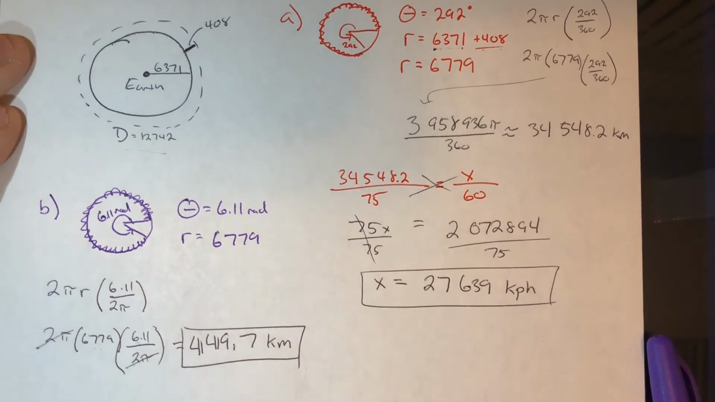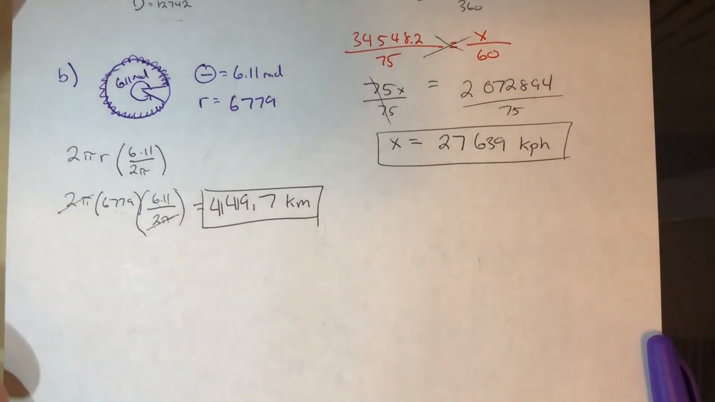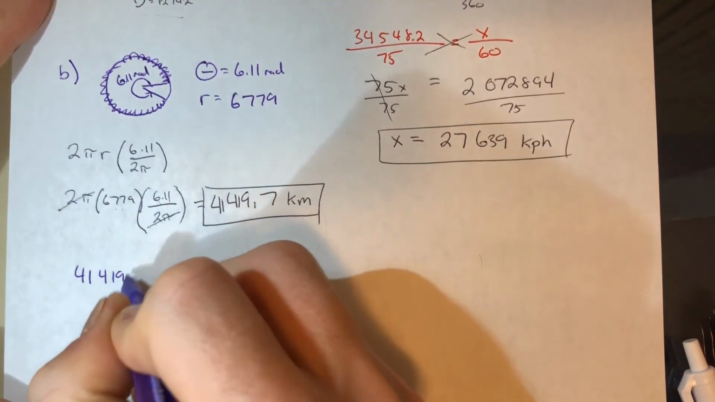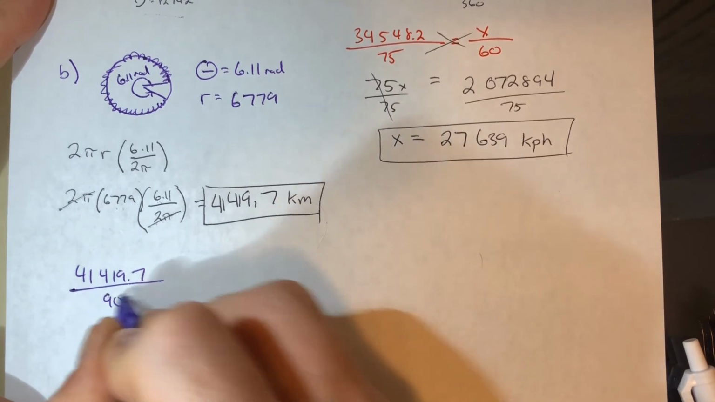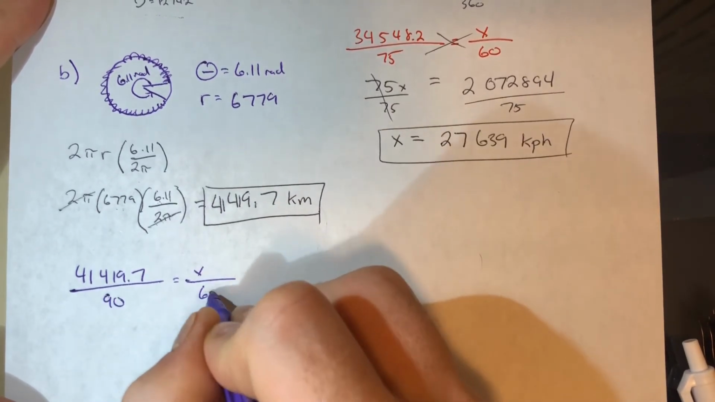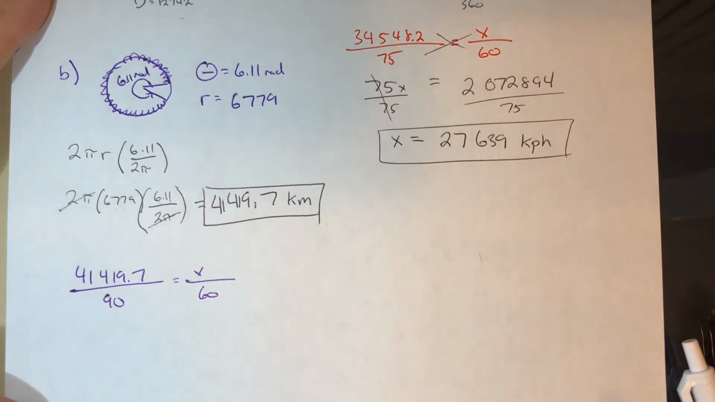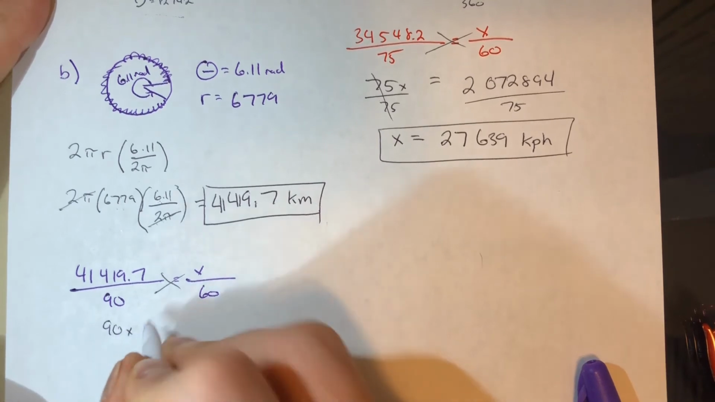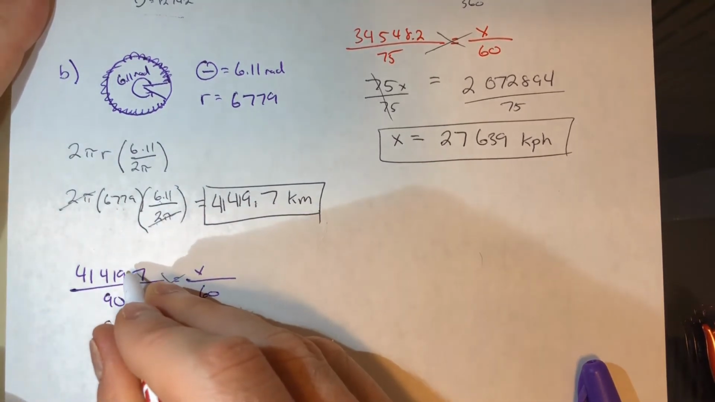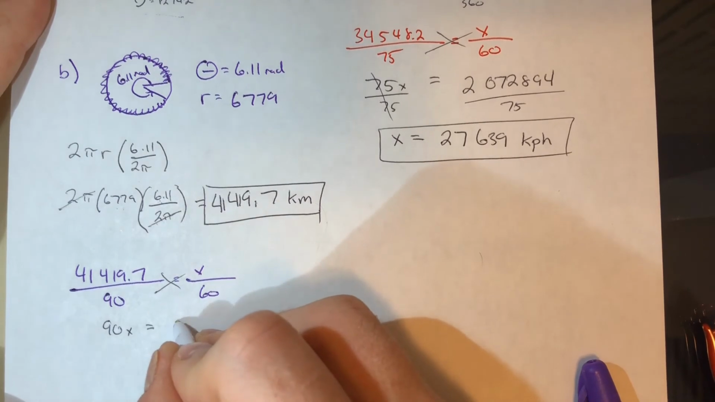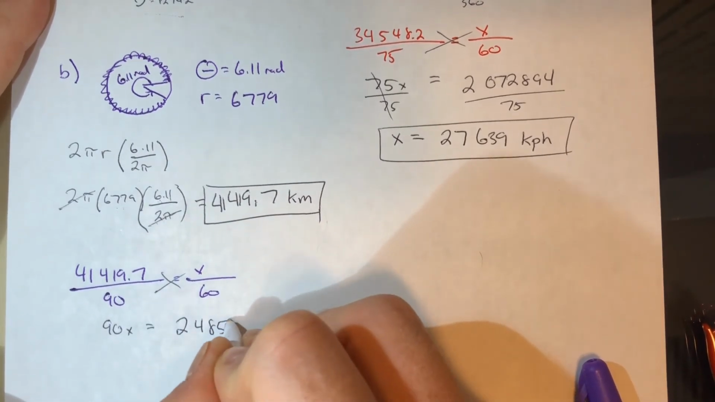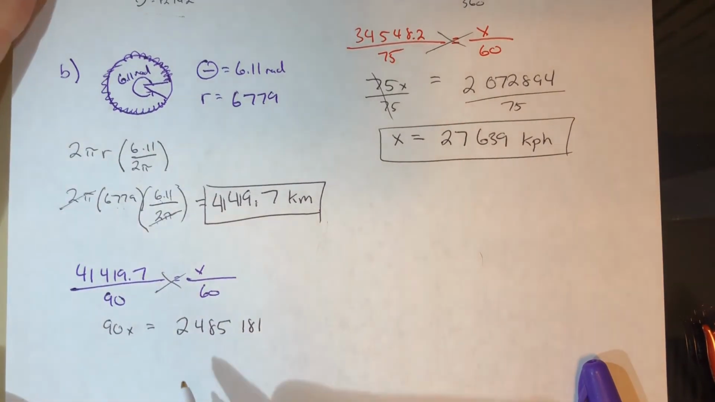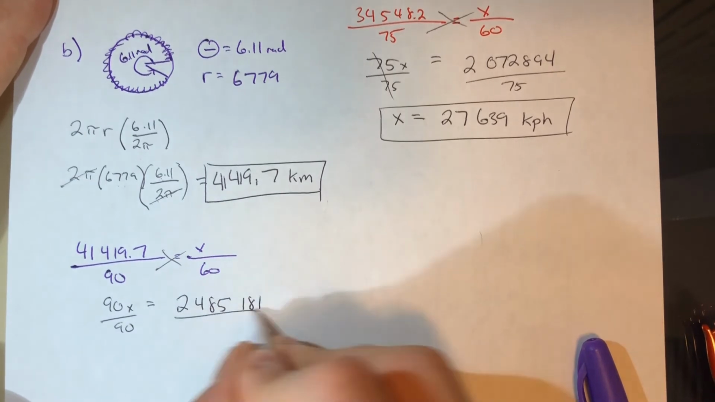Awesome. And so now let's see, what is that speed in kilometers per hour? Well, I know it traveled 41,419.7 kilometers in 90 minutes. So how fast would that be in 60 minutes to give me kilometers per hour? So let's cross multiply. 90x equals 60 times 41,419.7, which is 2,485,181, and there's some decimals, but we're going to round in this case. Divide that all by 90.